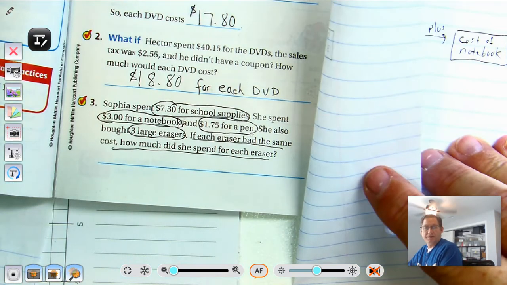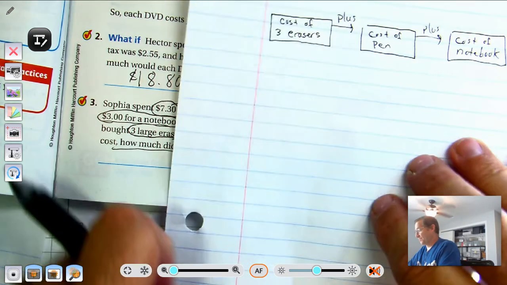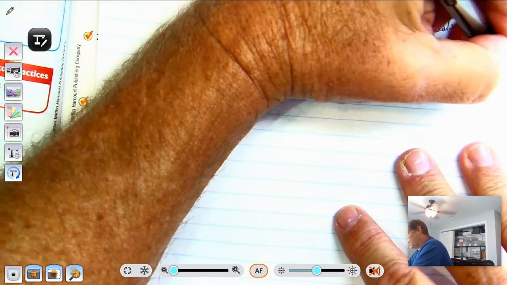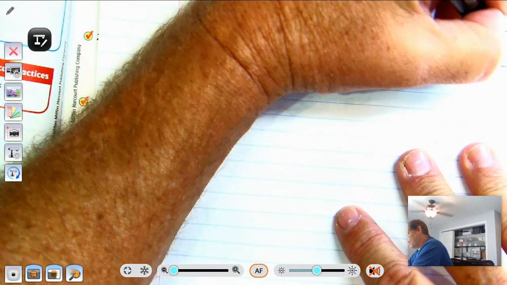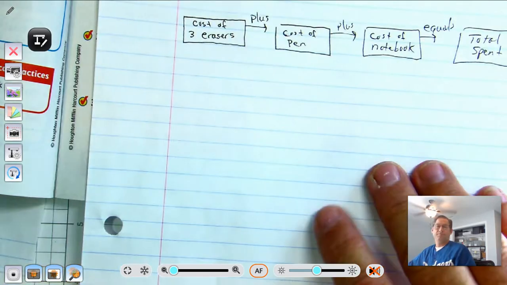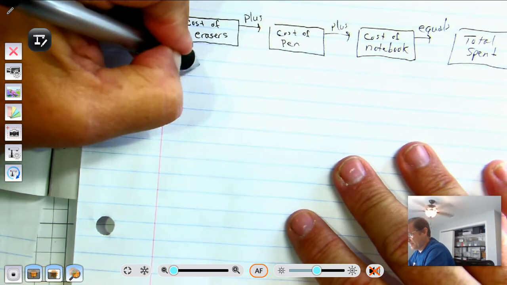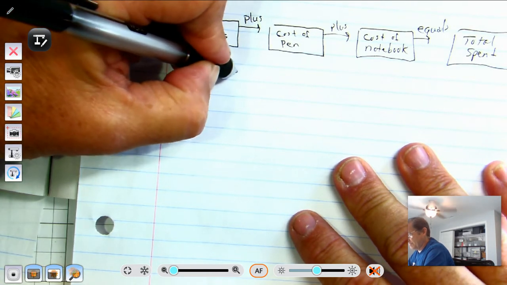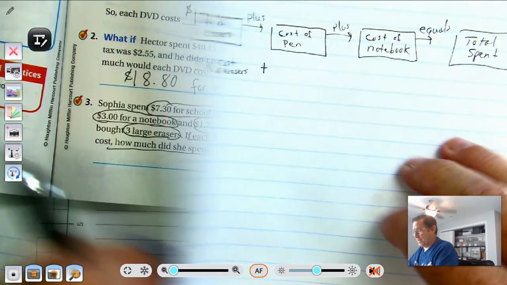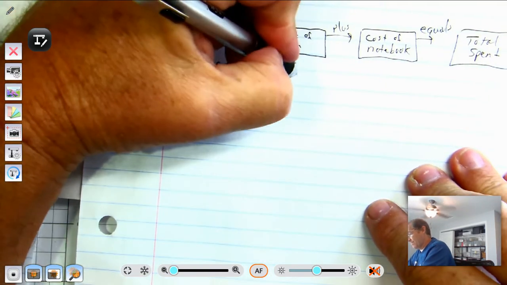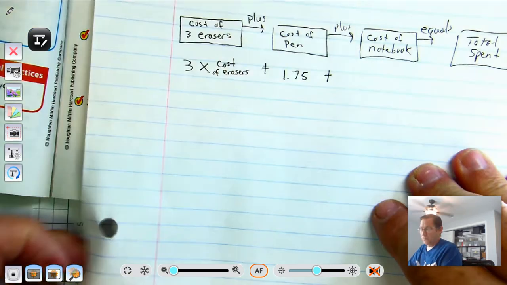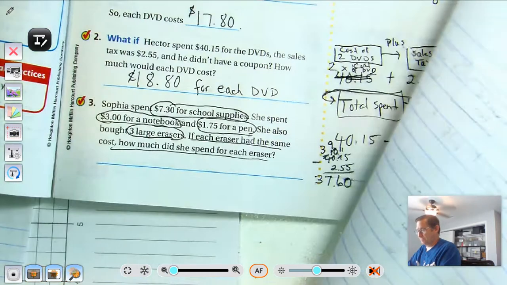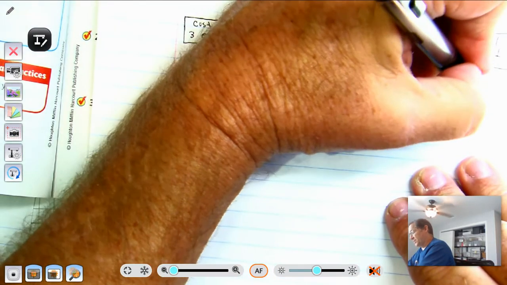So she bought a pen, a notebook, and 3 large erasers. And that equaled her amount. Equals total spent. Okay, so what's that look like? Math sentence. 3 times the cost of the erasers plus the cost of the pen. The pen was $1.75 plus the cost of the notebook, which was $3, equals the $7.30 she spent.